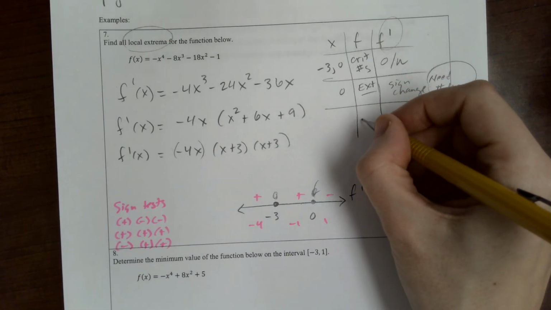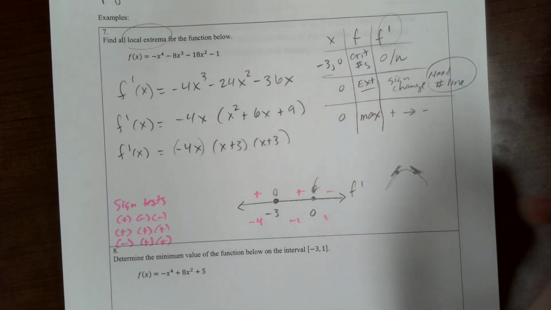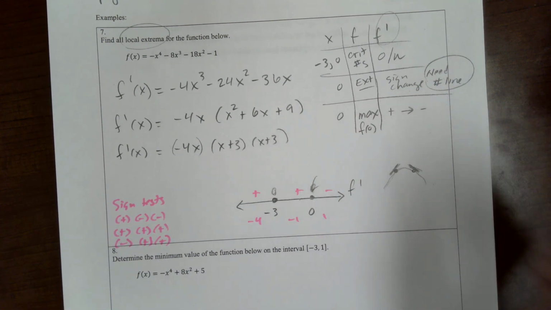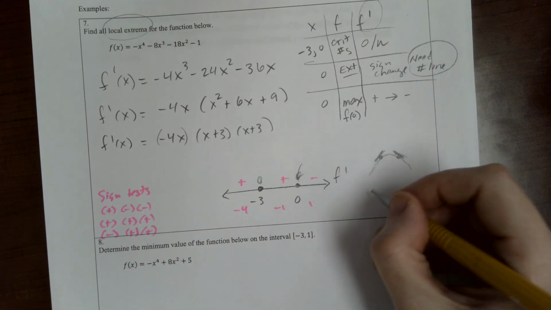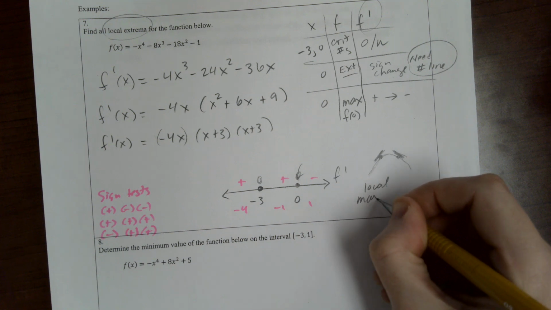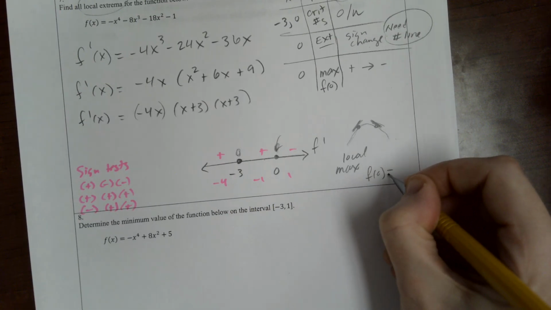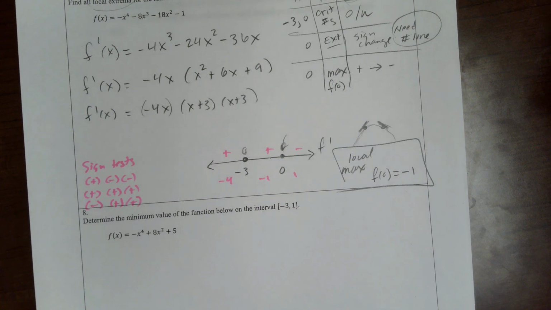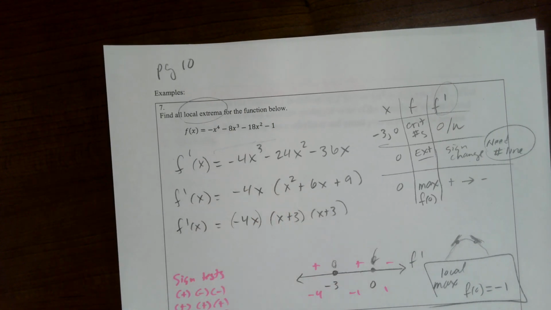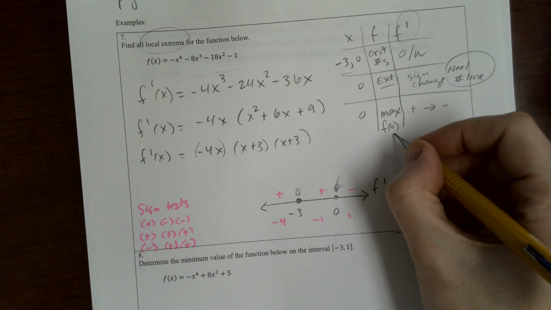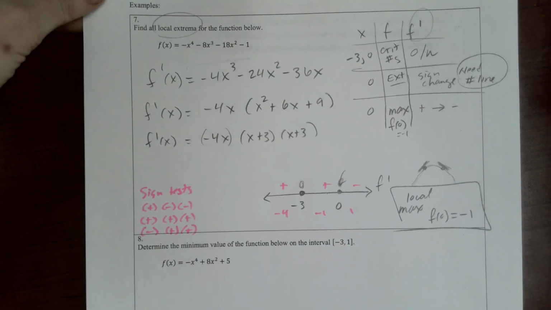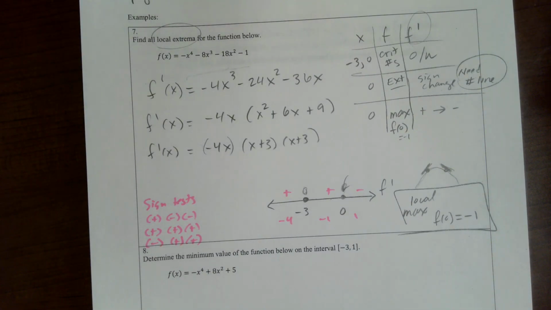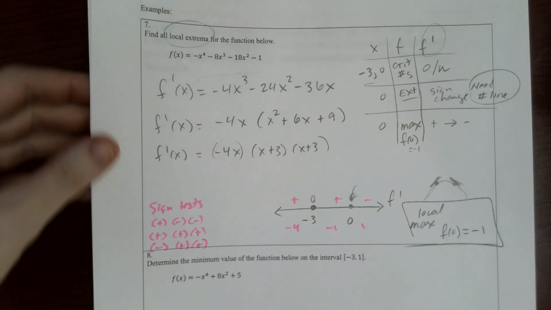So max, all right, so 0, and then to actually get the max, f of 0. So you're plugging into the original. So local max, f of 0, and then I plug it in, and it's equal to -1. You plug it back into the original. f of 0 equals -1. Okay. Sometimes they just want the x value, but if you need the actual max or min itself, plug it back in to get the y.